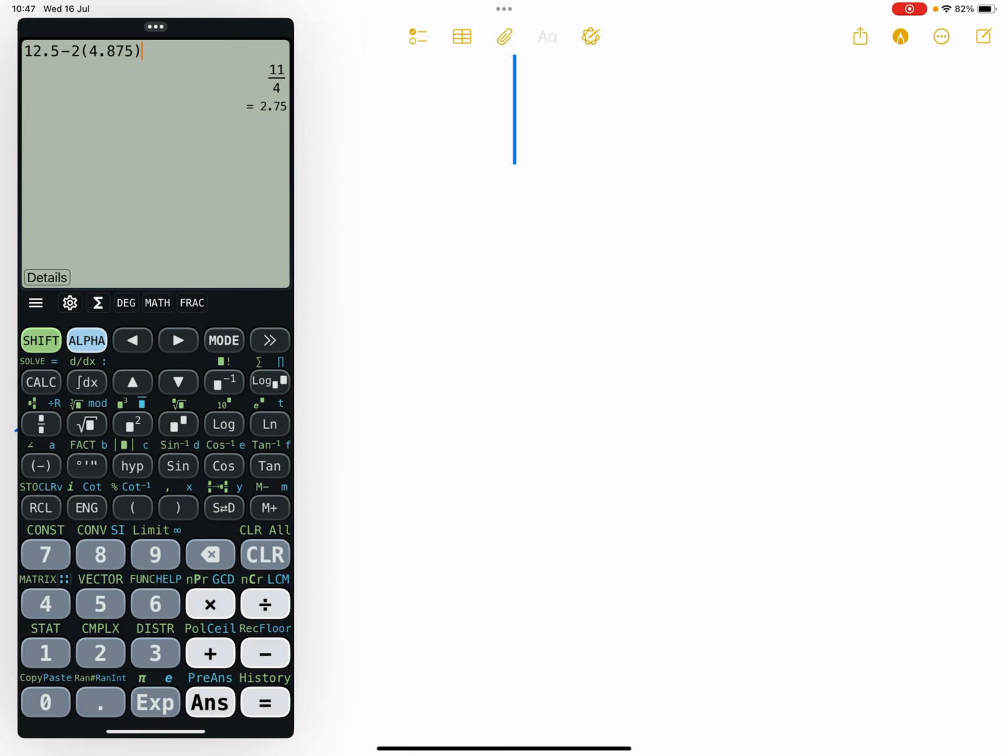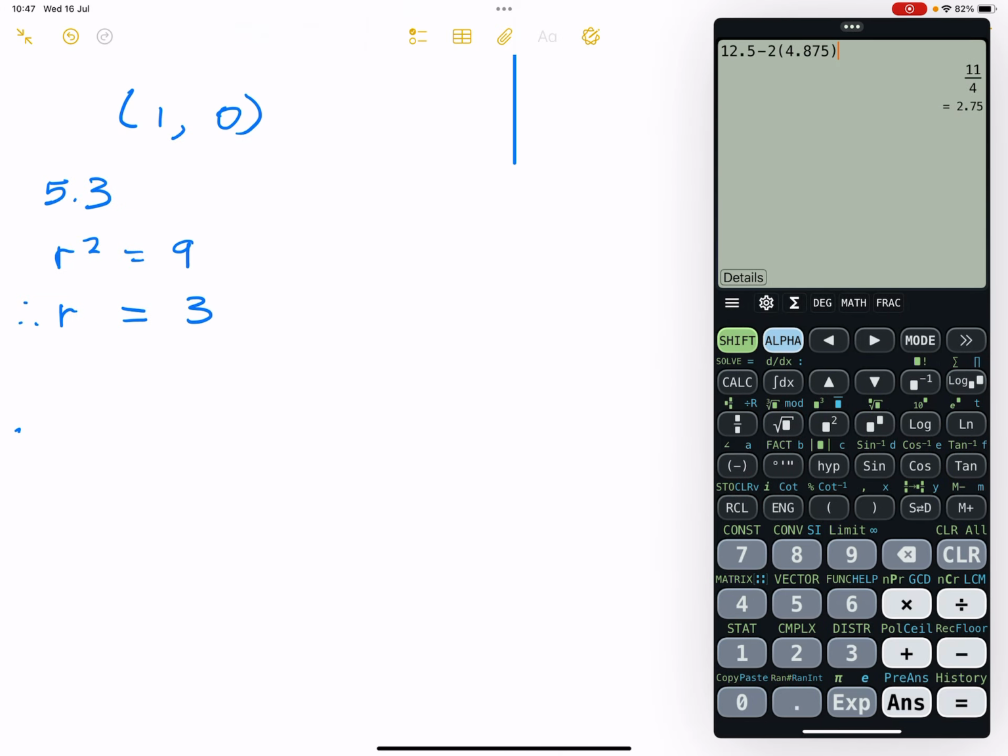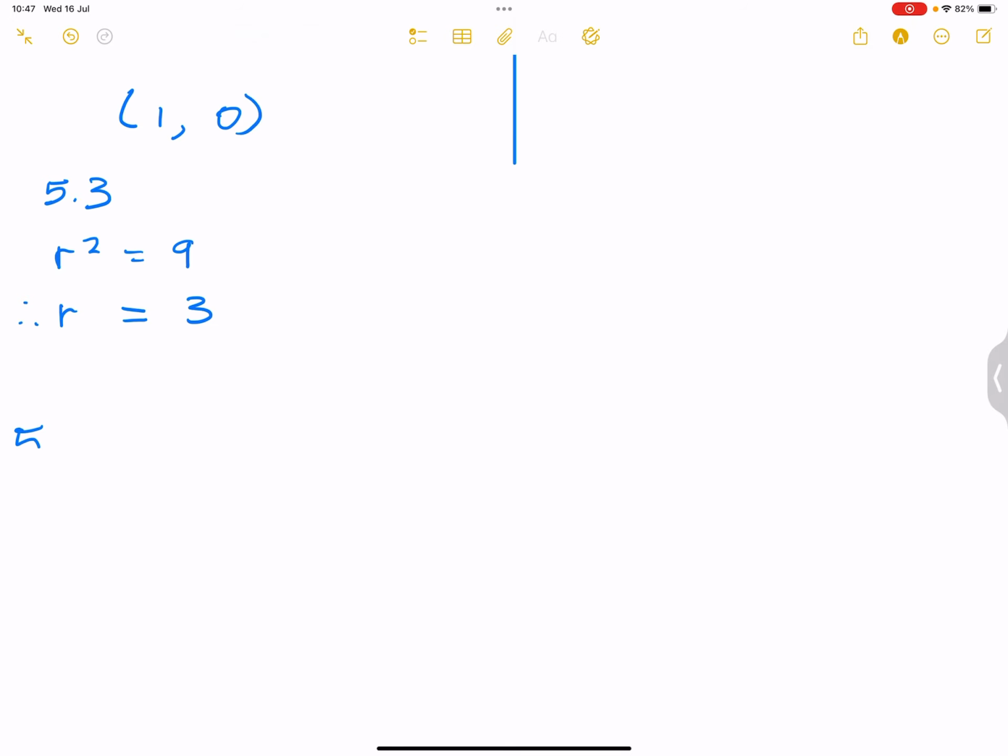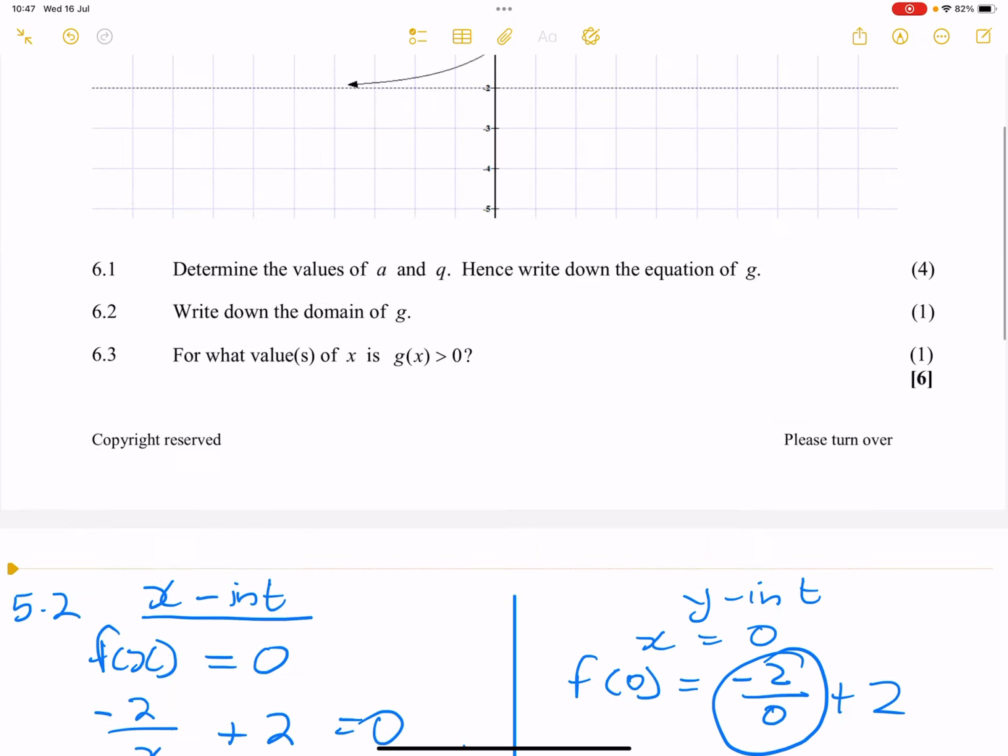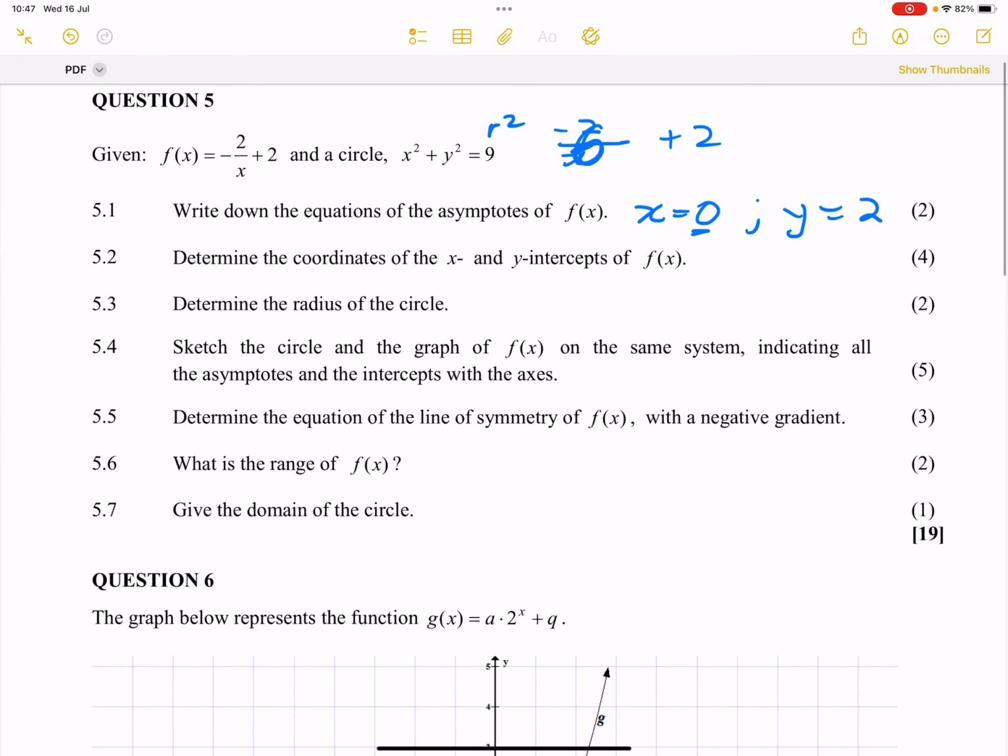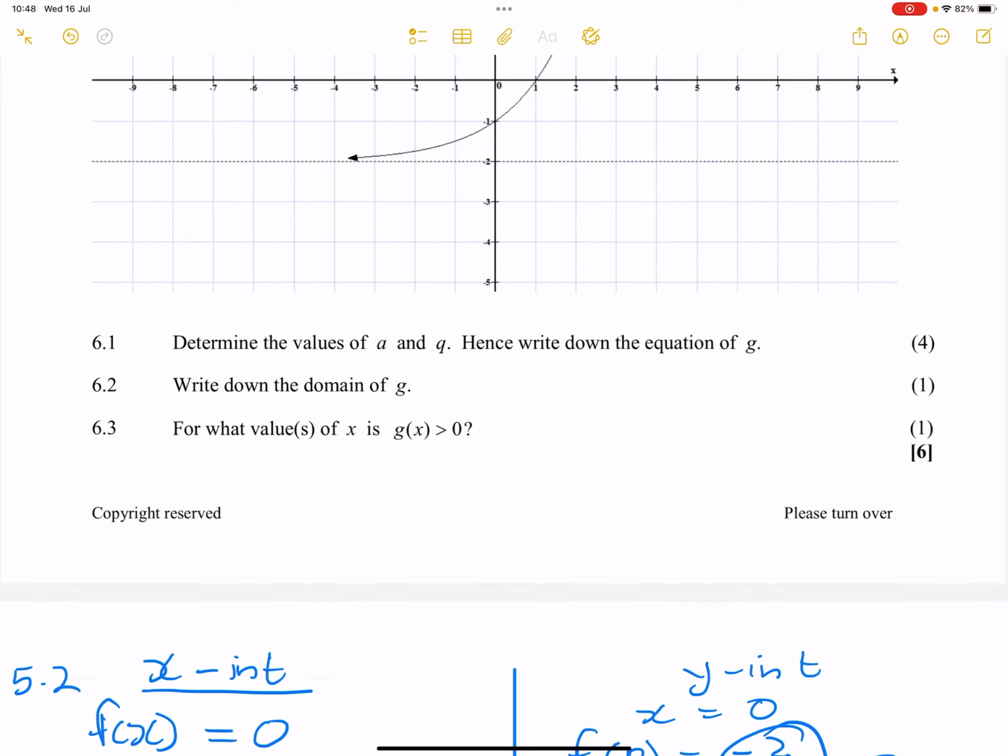Right, now let's go to the next question. So 5.4, what do we have over there? They say to us, sketch the circle and the graph of f of x on the same system, indicating all asymptotes and the intercepts of the x with the axes. Right, now let's try and draw this graph as quickly as we possibly can.